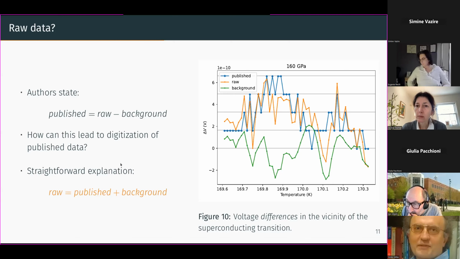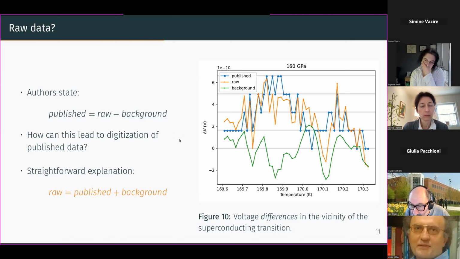So the straightforward explanation here is that instead the raw data is actually the published data plus some kind of background measurement, which is some kind of noisy measurement. So obviously, if the raw data cannot be raw data, it sort of calls into question this whole result.